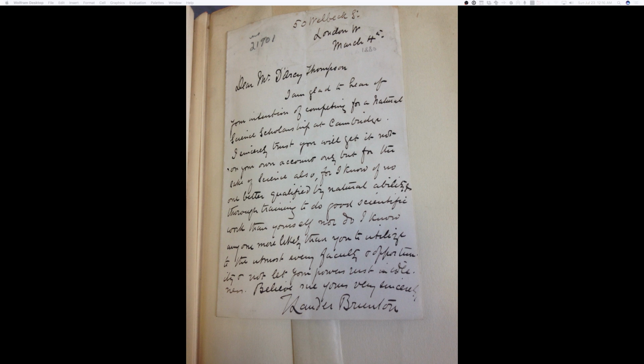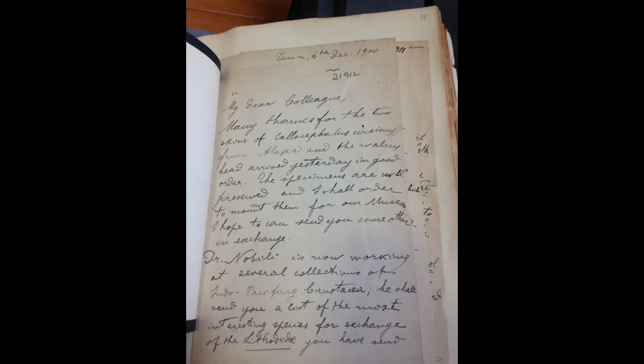I sincerely trust that you will get it, not on your own account only, but for the sake of science, also for I know of no one better qualified by natural ability through training to do good scientific work than yourself, nor do I know anyone more likely than you to utilize to the utmost every faculty and opportunity, and not let your powers rest in idleness. Believe me, yours very sincerely, somebody whose name I can't read. Okay, so it's you should apply to college in Cambridge or graduate school or whatever that corresponded to.